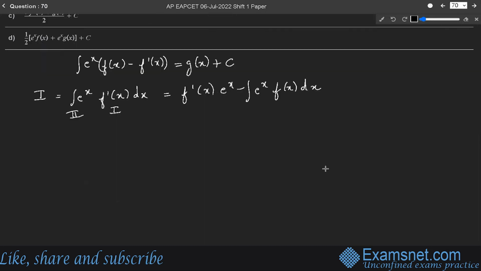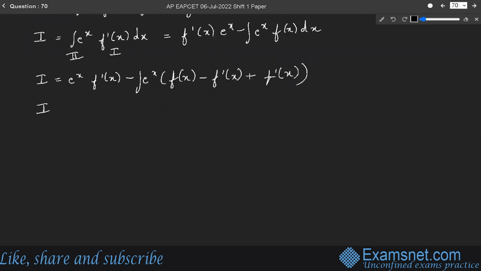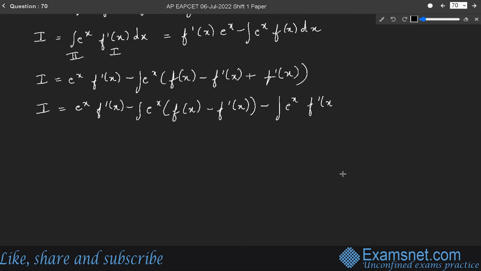So I will be equal to e to the power x into f dash x minus integral of e to the power x into f of x minus f dash x plus f dash x. See, what we are doing is we are adding and subtracting f dash x. So I have written minus f dash x and plus f dash x. In the next step, this becomes I is equal to e to the power x f dash x minus integral of e to the power x into f of x minus f dash x minus integral of e to the power x f dash x.